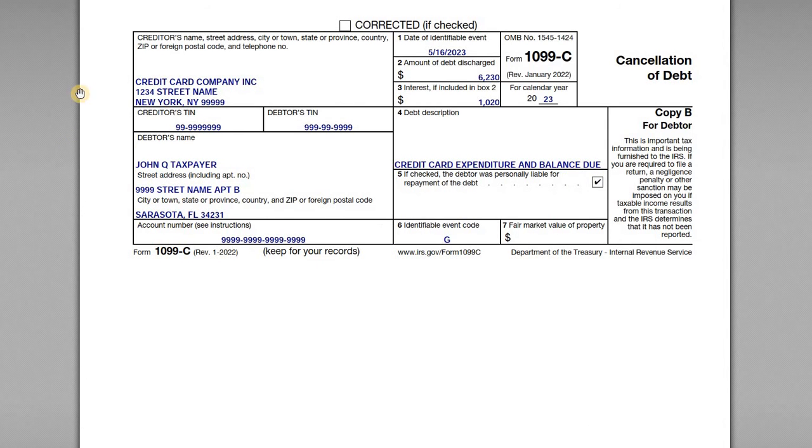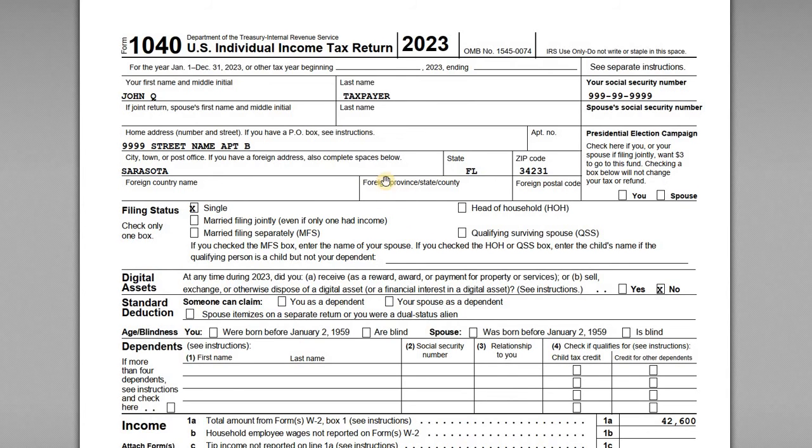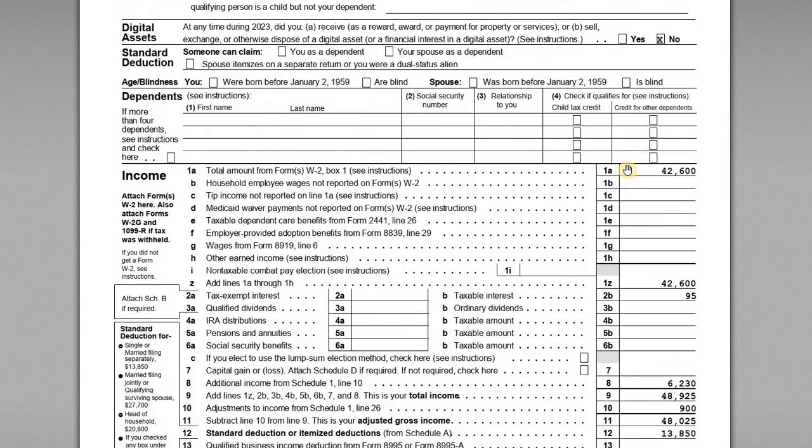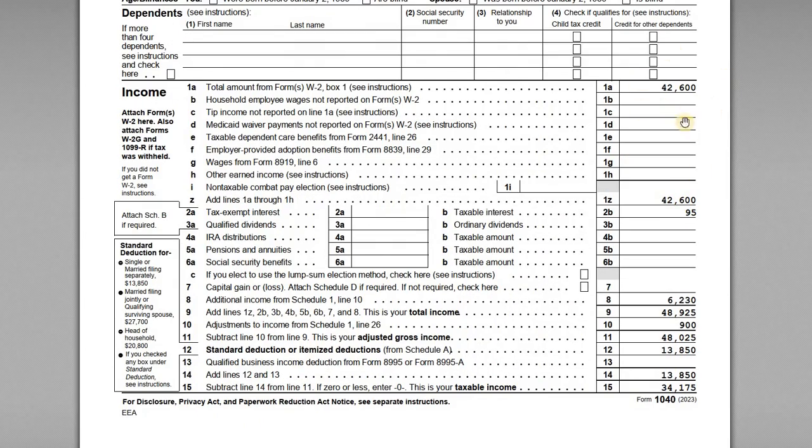So if we have a look at John's Form 1040 here, some of the basics: it's a 1040 return. He's a single filing taxpayer. This is for the 2023 tax year. And so on the income side, we can see he has wages of $42,600. He has a little bit of interest income from his bank accounts during the year.